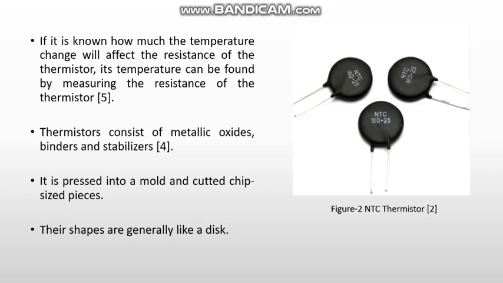The thermistors consist of metallic oxides, binders, and stabilizers. It is pressed into a mold and cut at chip sizes. It can be seen in Figure 2. Figure shapes are generally like a disk.